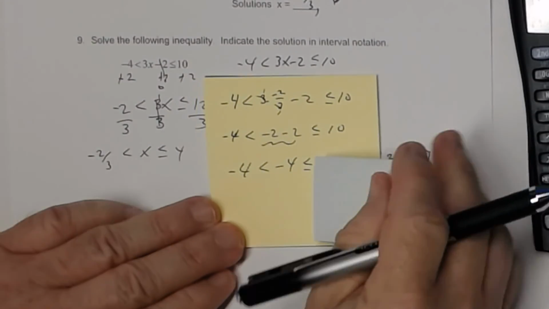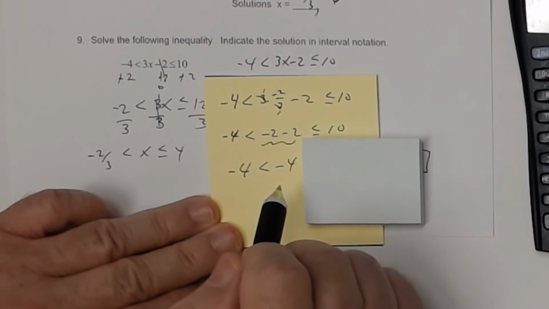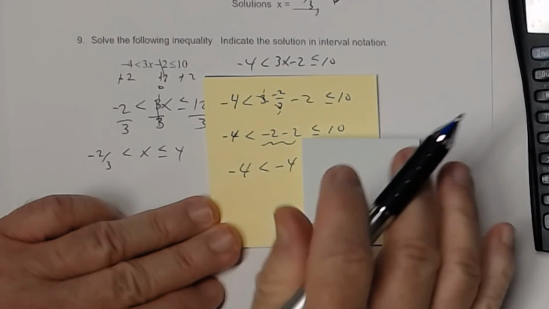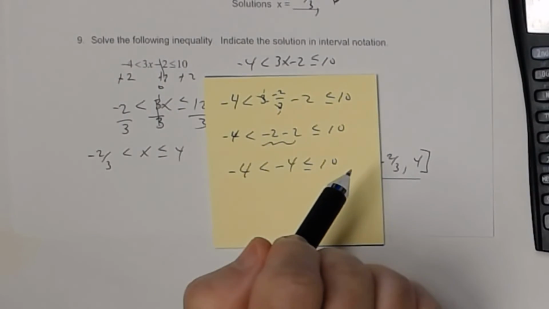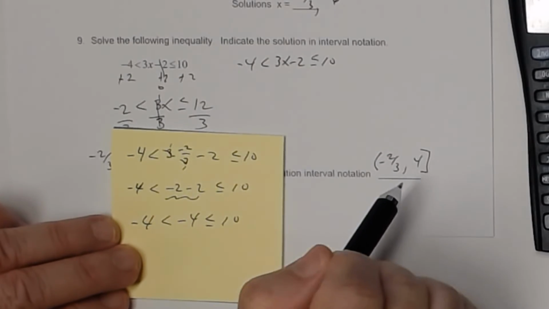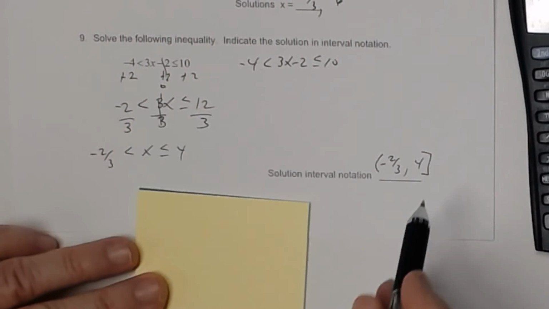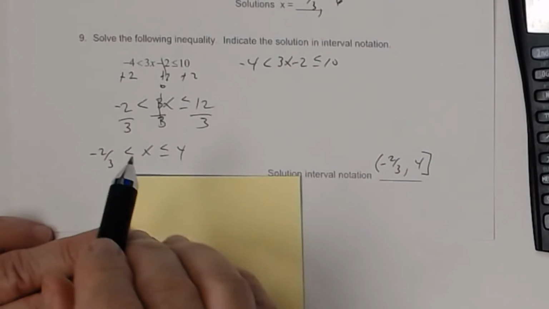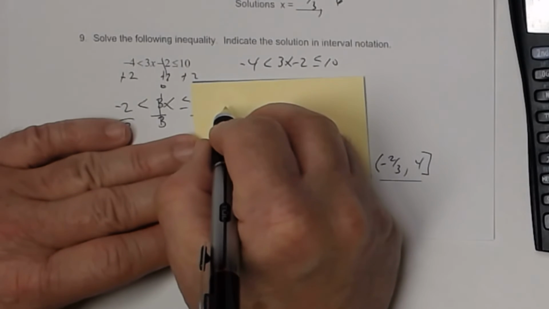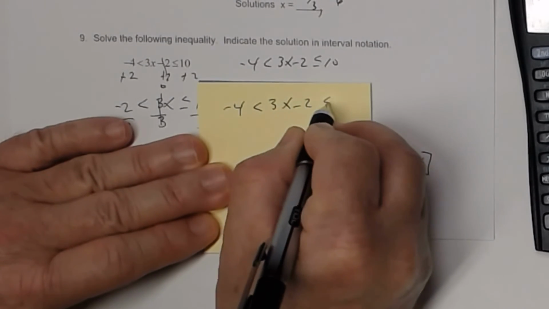It's this part here. Negative 4 is not less than negative 4. Negative 4 is equal to negative 4. So that's why we say that negative 2/3 is not a solution, so we use a parenthesis here. 4 is a solution. You can check that. Let's see why 4 is a solution, why I have a bracket here. Now, obviously, you have a bracket because of the equal sign, but let's check it. So I have negative 4 is less than 3x minus 2 is less than or equal to 10.